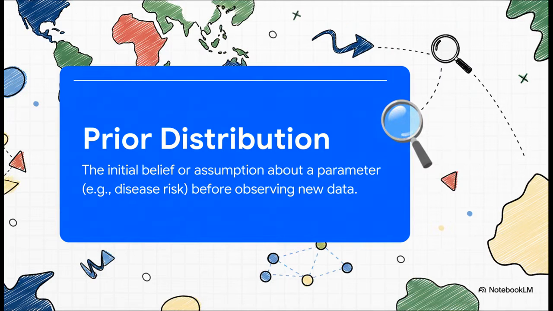Okay, so how does it work? Well, the whole process kicks off with something called a prior distribution. Don't let the term scare you. It's just a formal way of stating our initial belief. It's our educated guess before we even look at the new data. You can think of it as everything we already know, maybe from past research or historical trends or even just expert opinion. It's our starting point.